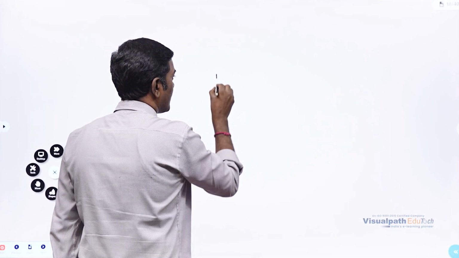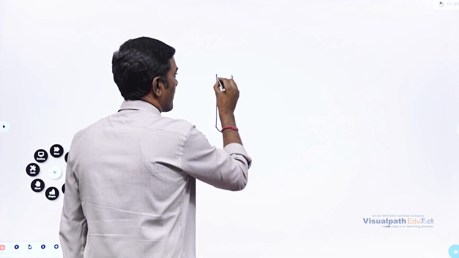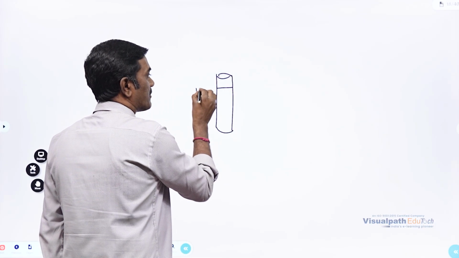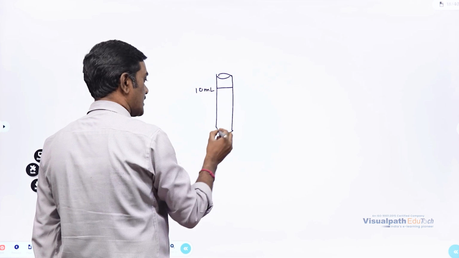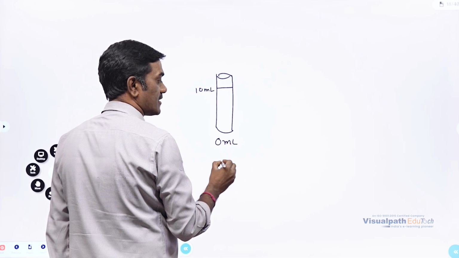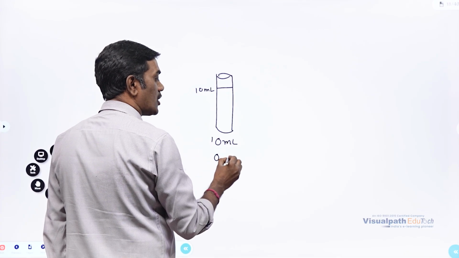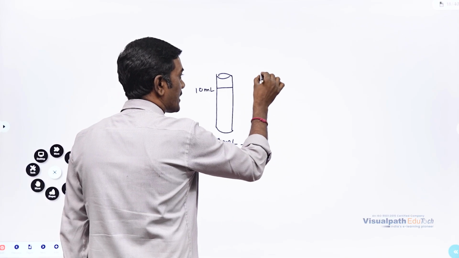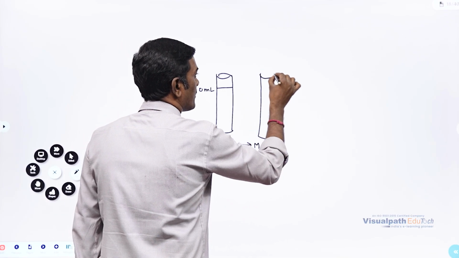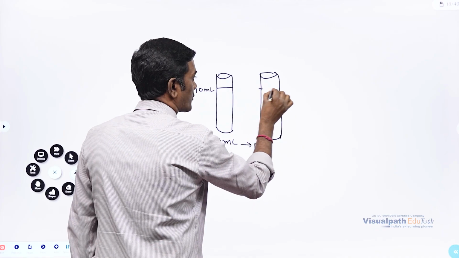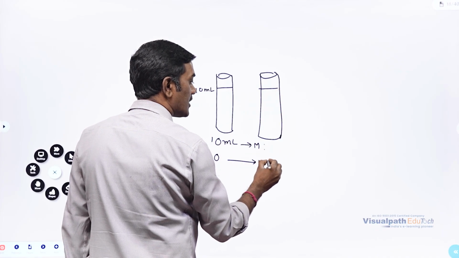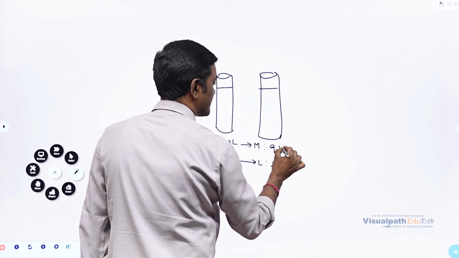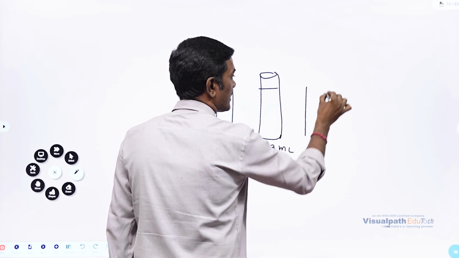if you are looking at a test tube, imagine up to here is 10 ml. We will take first 10 ml of metal and 0 ml of ligand. In the next test tube, up to 10 ml, we will increase the ligand by 1 ml. This is 9 ml of metal. Same way, the next test tube.